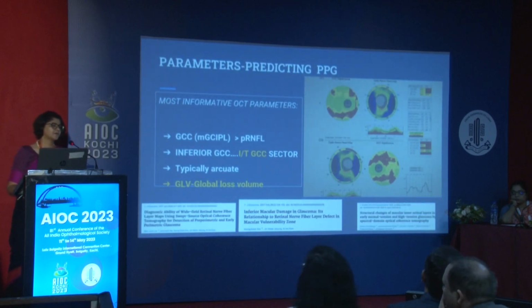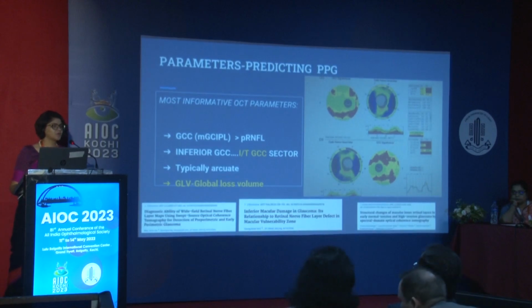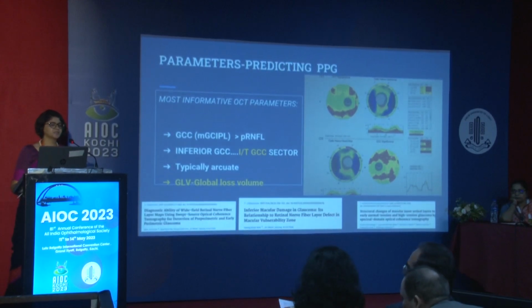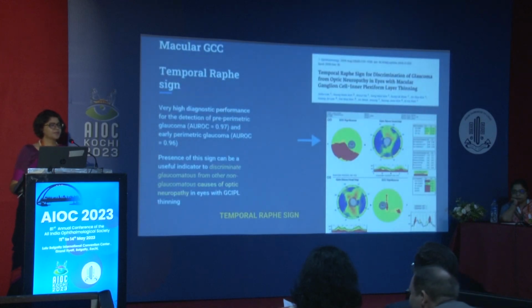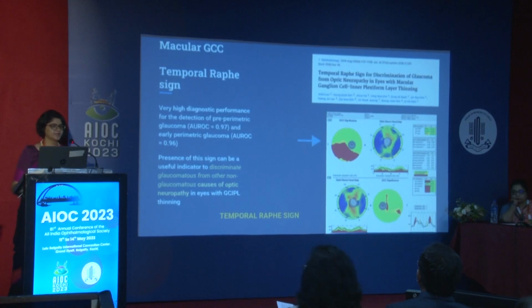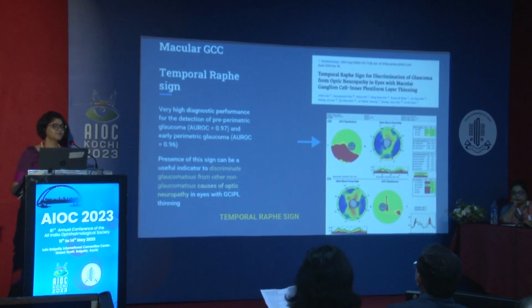And the parameter to look out for in the very early stages is global loss volume, which may be below the normal level. And a very useful sign in established glaucoma particularly is the presence of the temporal raphe sign. This is said to be very useful in discriminating glaucomatous and non-glaucomatous optic neuropathy.